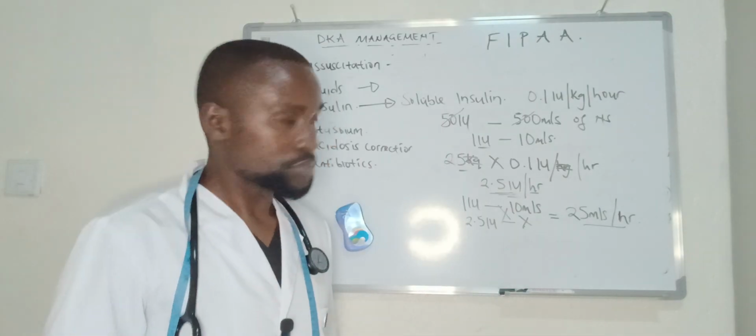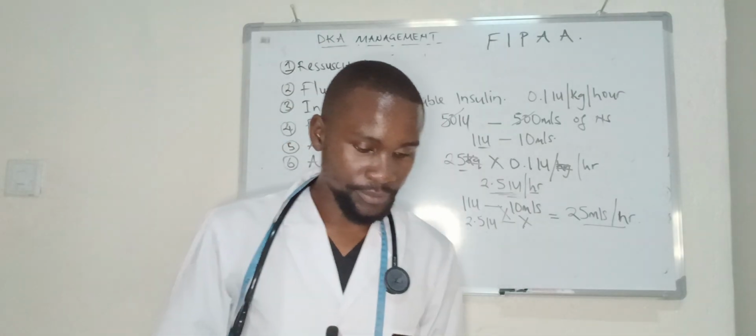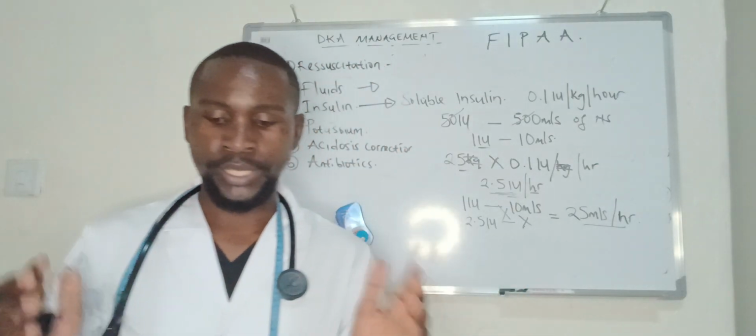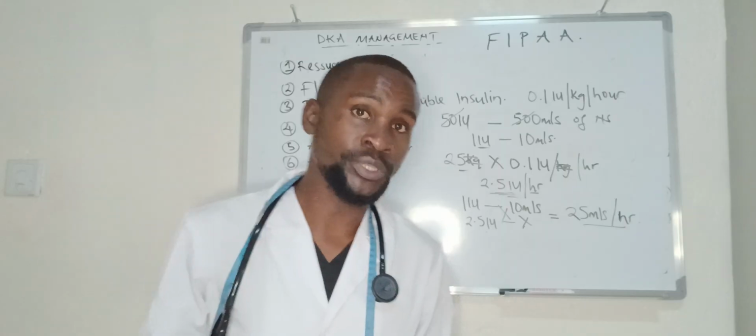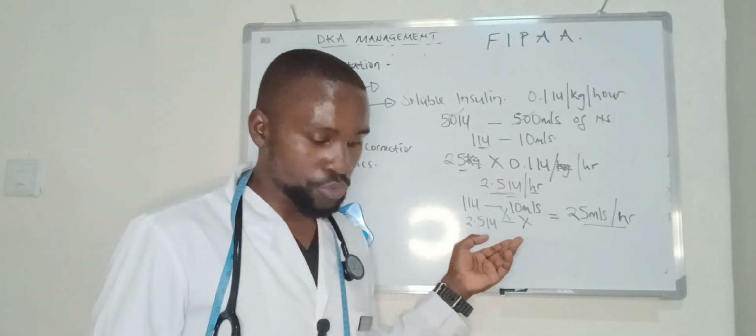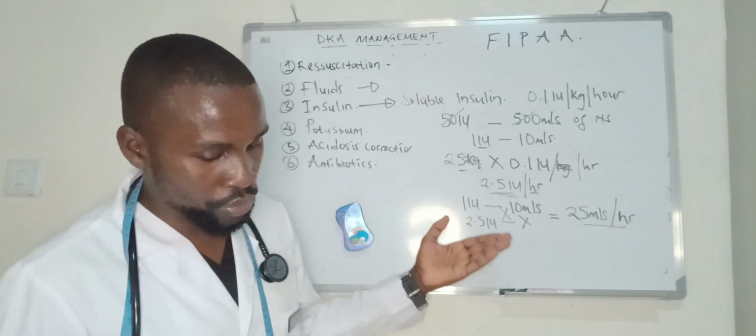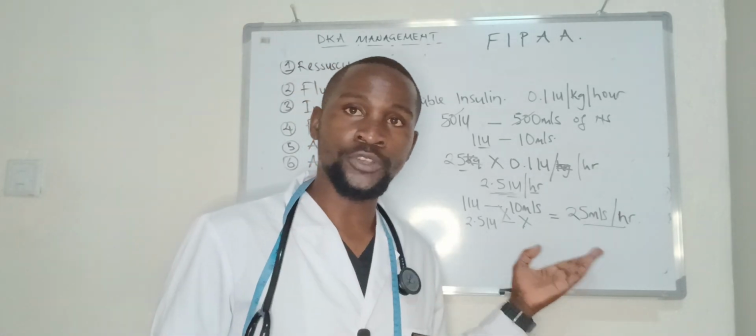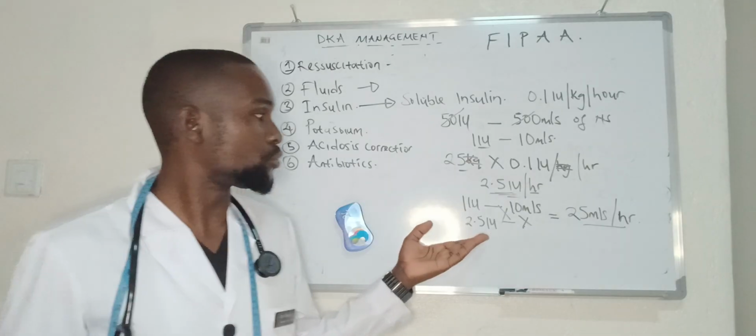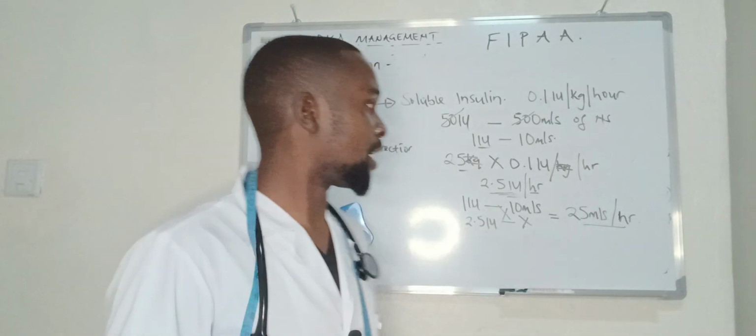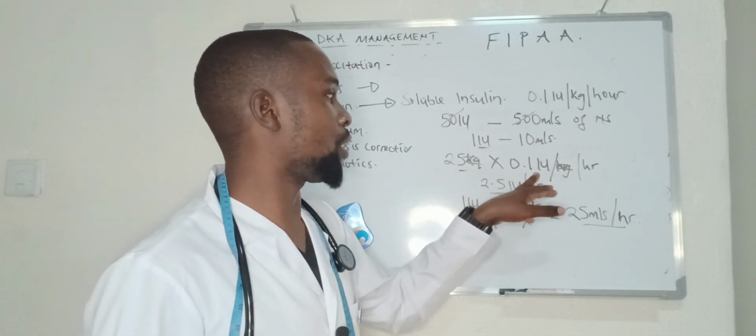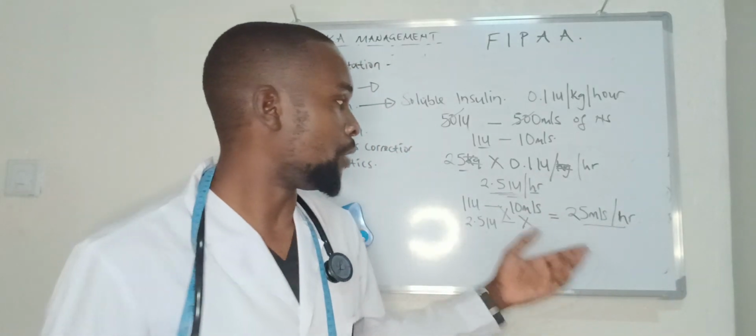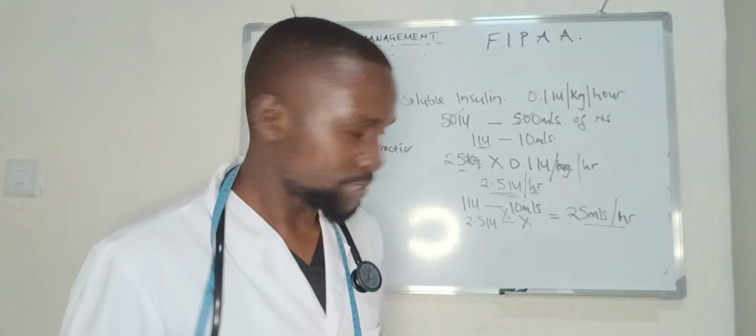Now remember that as your glucose falls, you are going to constantly keep on monitoring your blood glucose levels, as we said. When your RBS falls below 13.9, you are expected to halve the dose of the insulin that you are giving. So if you started at 0.1 international units, you bring it to 0.05 international units per kg per hour, so that you prevent hypoglycemia in this patient.